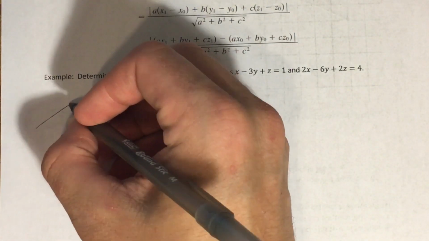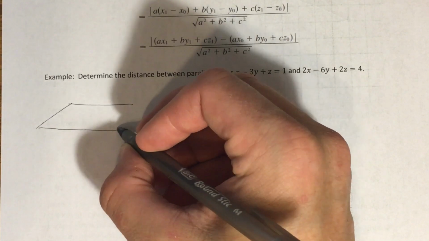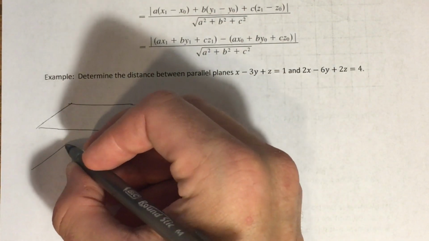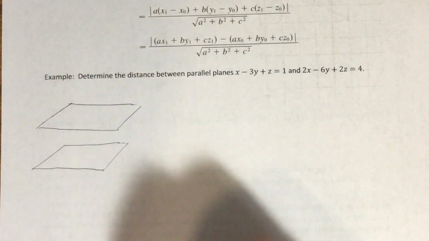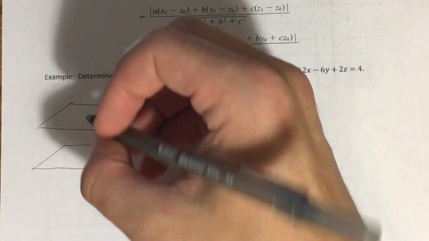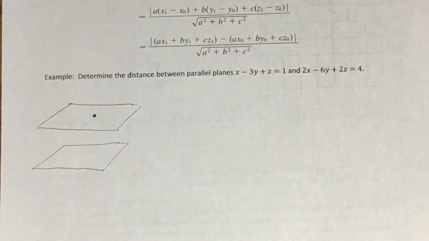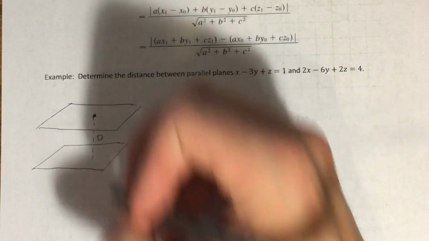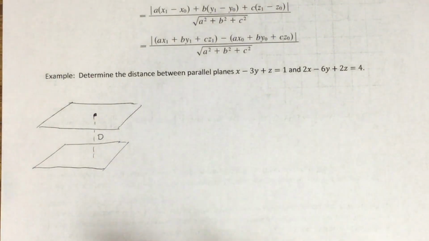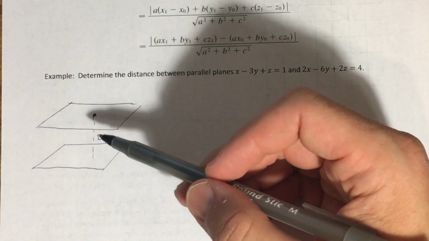How do we solve this problem? Well, we just talked about how to find the distance between a point and a plane. We haven't said anything about a plane and a plane. However, if you happen to know one point in one of those planes and compute its distance to the other plane, that would be the same thing as the distance between the planes themselves.